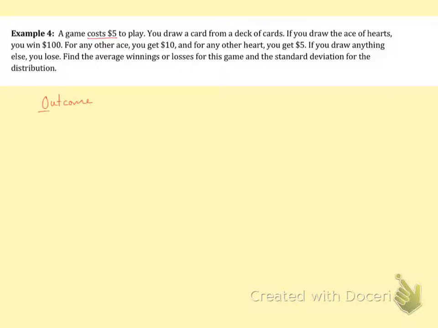And the first outcome that we could do is we could draw the ace of hearts. And the payout for that, well, we would win $100, but don't forget that we spent $5 to play the game. So we'd walk away with $95. And the probability that this happens, well, there's only one ace of hearts out of the 52 cards, so this would be 1 out of 52.